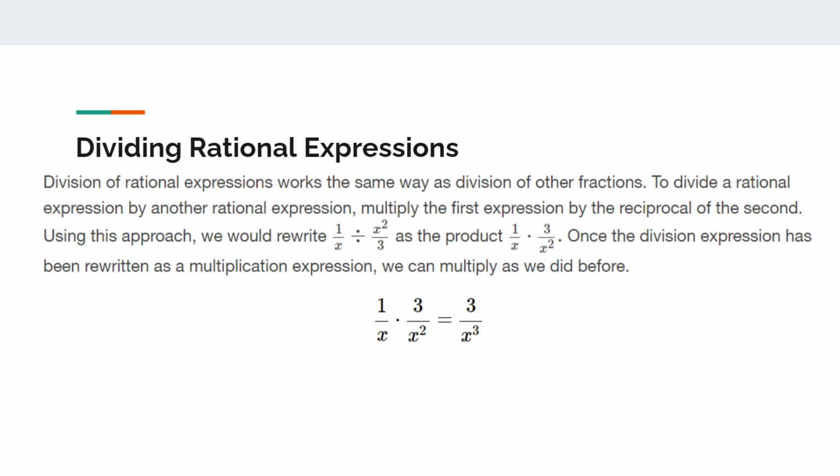Once the division expression has been rewritten as a multiplication expression, we can then multiply as we did before. It is originally 1 over x divided by x squared over 3. So we take the reciprocal of the second one, which gives us 3 over x squared. Then we can simply multiply both the numerators and the denominators, and we'll end up getting 3 over x cubed.